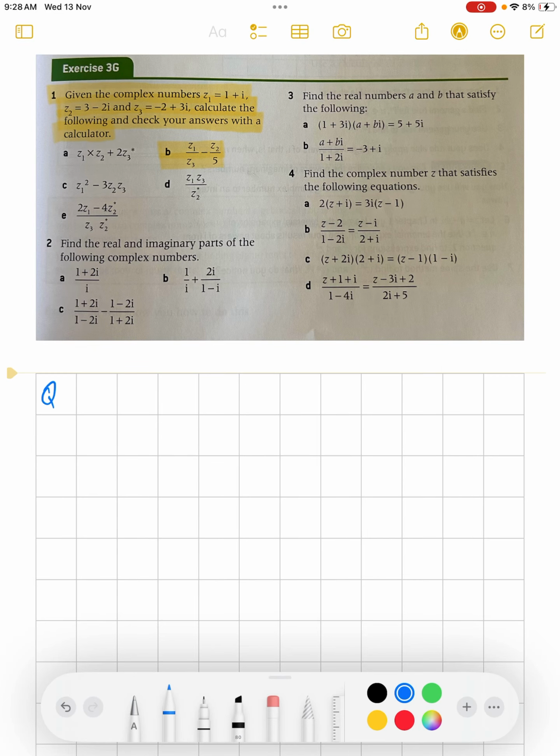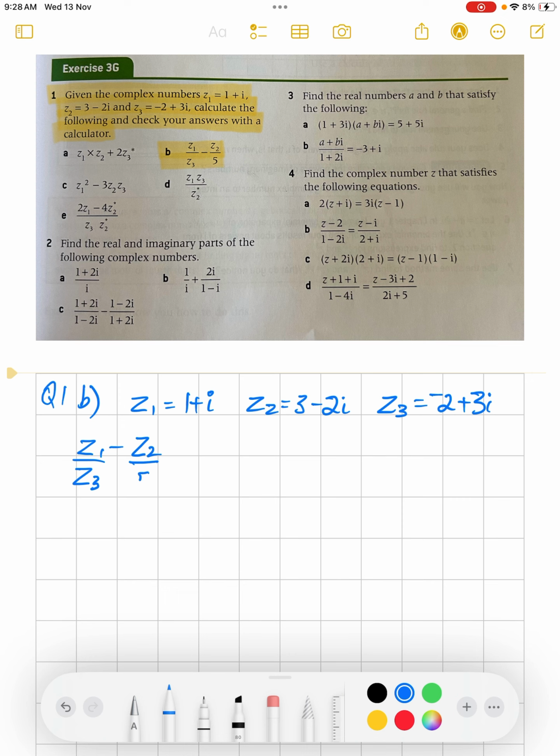I'm going to be looking specifically at question 1B. Question 1B states, given the complex number Z1 is 1 plus i, Z2, the second complex number, is 3 minus 2i, and Z3 is negative 2 plus 3i, calculate Z1 over Z3 minus Z2 over 5.